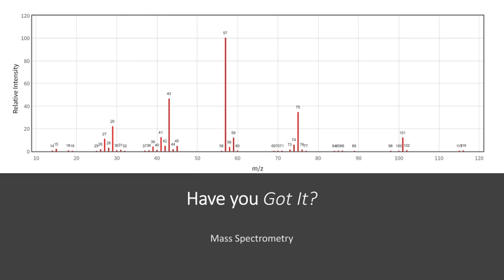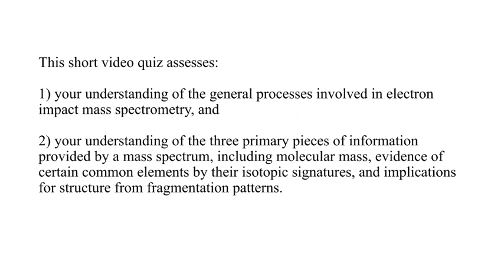Mass spectrometry. Have you got it? This short video quiz assesses your understanding of the general processes involved in electron impact mass spectrometry and your understanding of the three principal pieces of information provided by a mass spectrum, including molecular mass, evidence of certain common elements by their isotopic signatures, and implications for structure from fragmentation patterns.